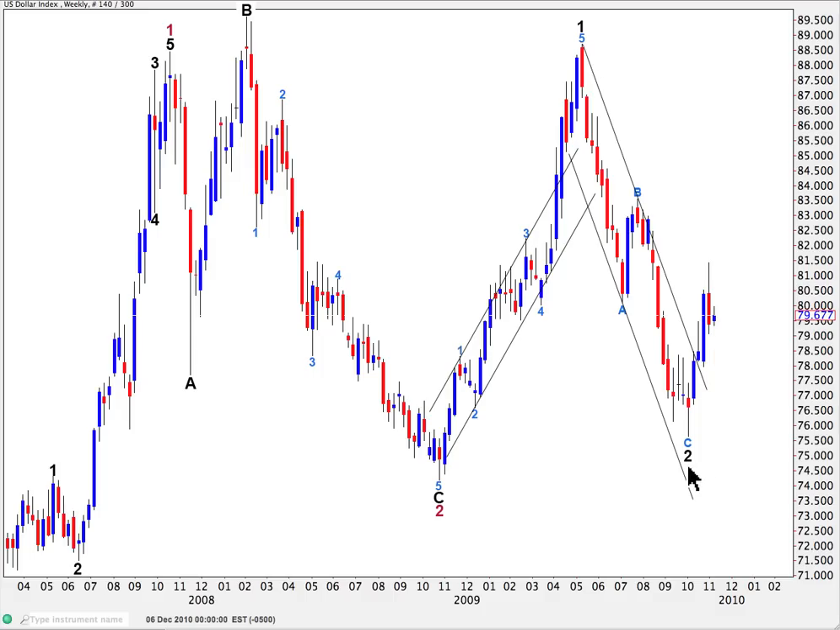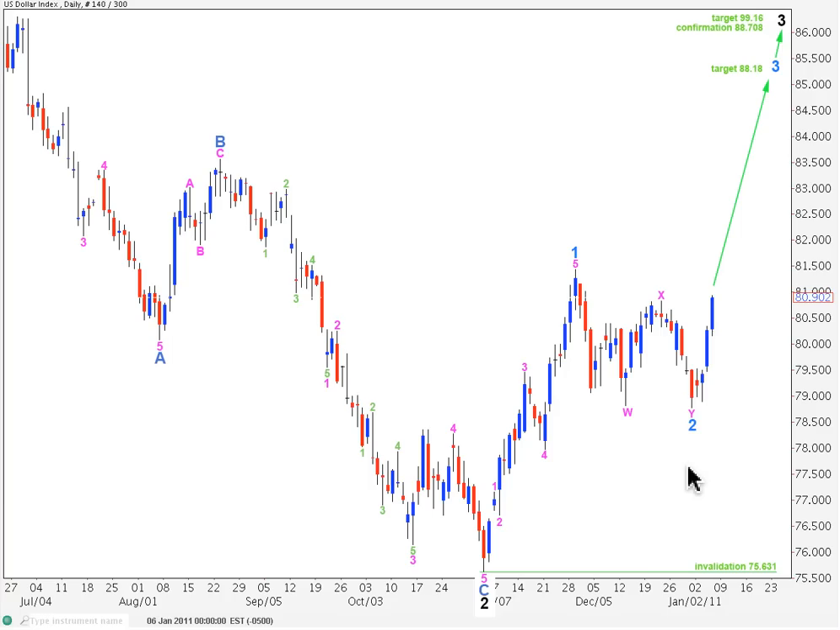So taking you now to the daily chart where this low for 2 black and C blue is this point down here. Intermediate 3 will be confirmed when it moves beyond the end of 1 above 88.708, and it will reach 1.618 the length of 1, which is highly likely rather than just equality because 2 was such a deep correction of 1. So this target at 99.16 for a few months' time, a long-term target, is extremely likely for price to get up to that point.